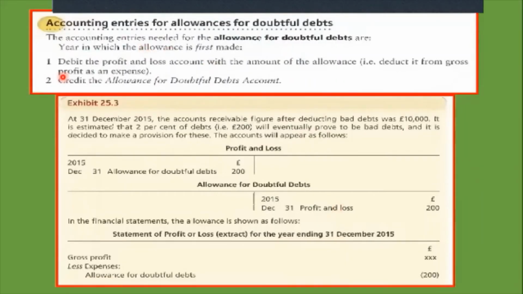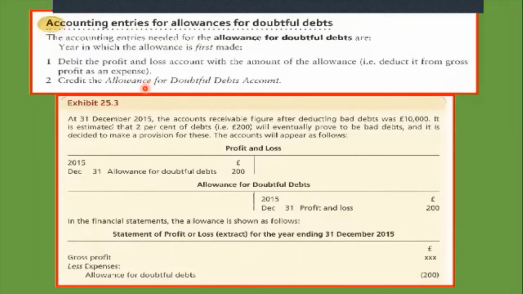You do this by taking some money out of your profit and setting it aside to cover the debt in case it turns out to be bad. To do that, you would debit your profit and loss account with the amount and you credit the allowance for doubtful accounts. It's a new account that you are making. As we said, we could use the word allowance as well as provision.